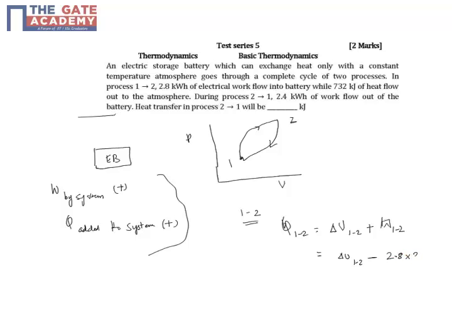Let's convert this into kilojoules. A kilowatt hour is kilowatt, that is joules per second, into hour, so we convert into seconds. 60 into 60 seconds. So we have to multiply with 3600 in order to convert kilowatt hour into kilojoules. So 3600, with the minus sign because work is done on the system, and heat flows into the battery, so that is positive.